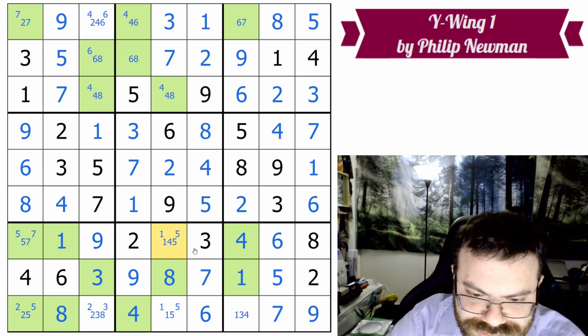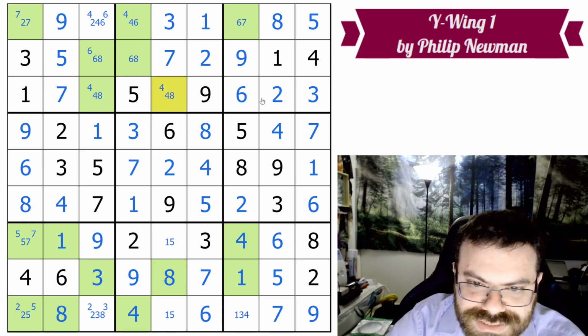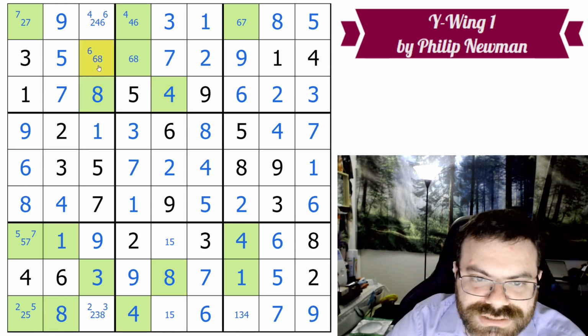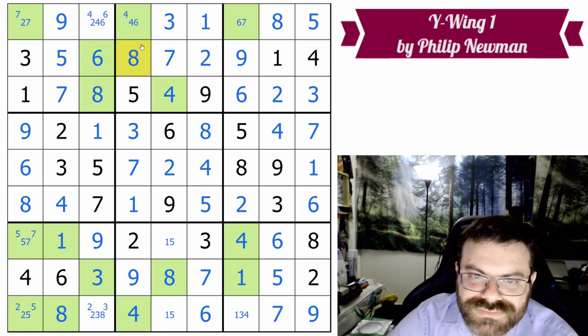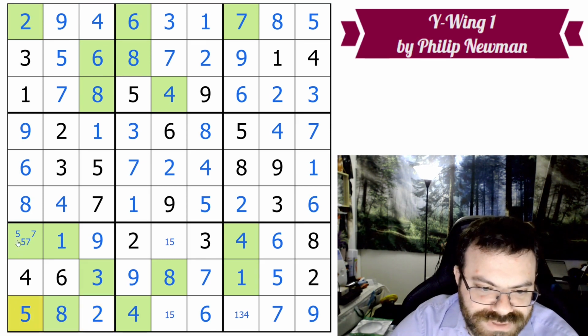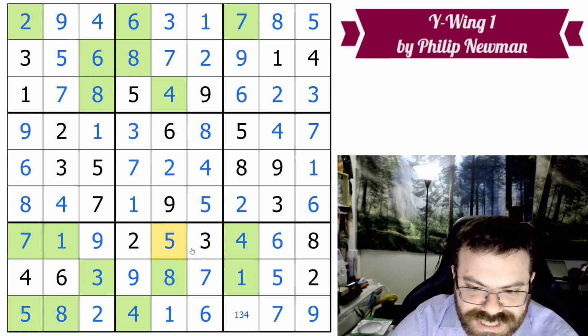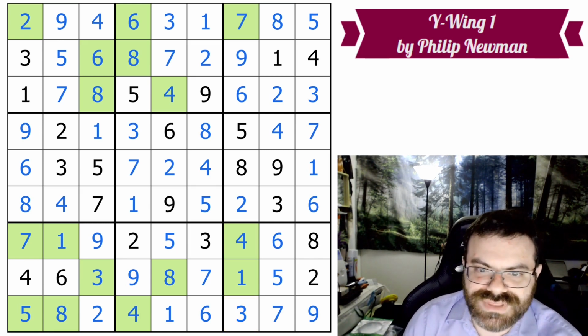This can't be 4. So that's a 1, 5 pair. This 8 sees up, gives us the 4, 8, 6, 8. What's nice about having all these highlighted is you can chain react them pretty quickly. That's 6, 7, 2. That's a 4. This is a 2 as well. 5, 7, 1, 5, 3. And there you go. That is how you solve that Sudoku.